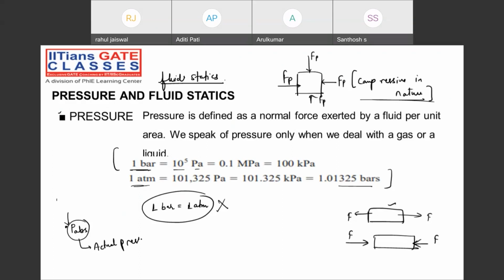Actual pressure will always be given by absolute pressure, not by atmospheric pressure, not by the gauge pressure, right? Done, all of you?